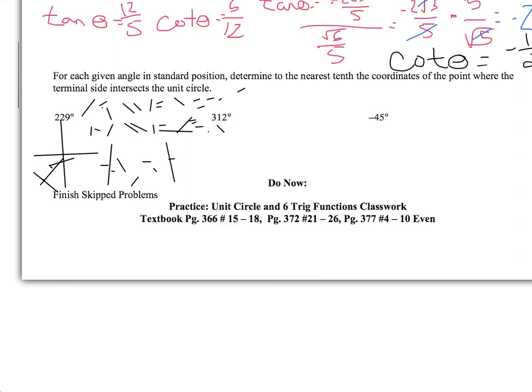Let's try 312 as well. We know that sine of 312 will give me my y value. So sine of 312 is negative 0.7. Cosine of 312 is my x value, and that equals positive 0.7. So my point is 0.7 comma negative 0.7. I want you guys to try the 45 degrees as well, and we'll continue this stuff tomorrow.